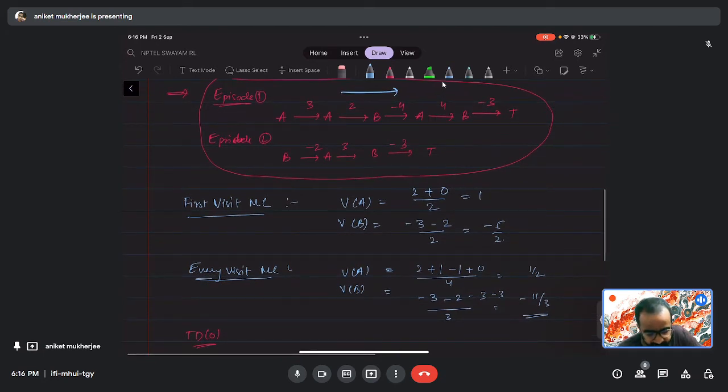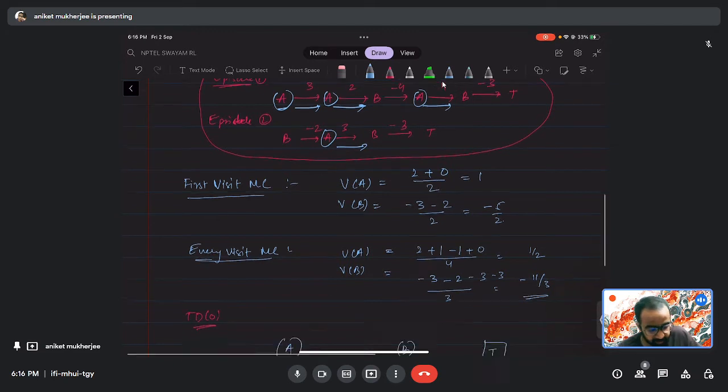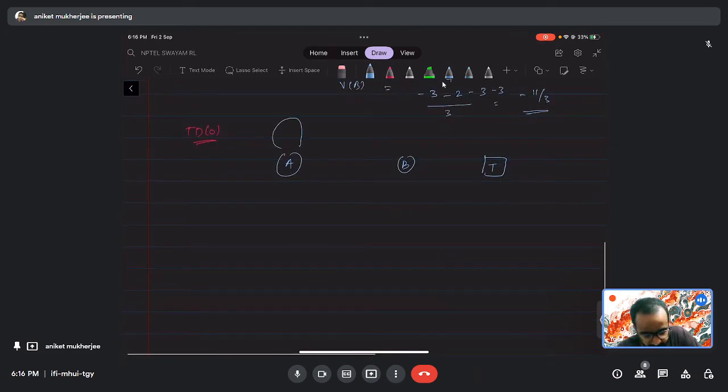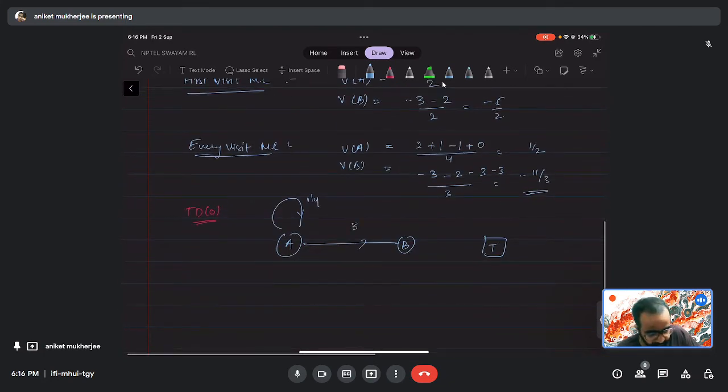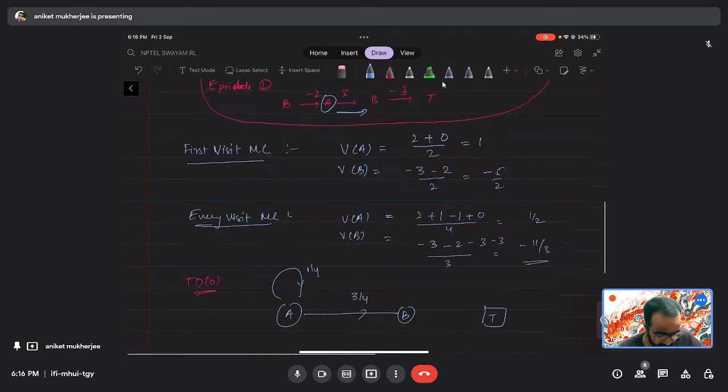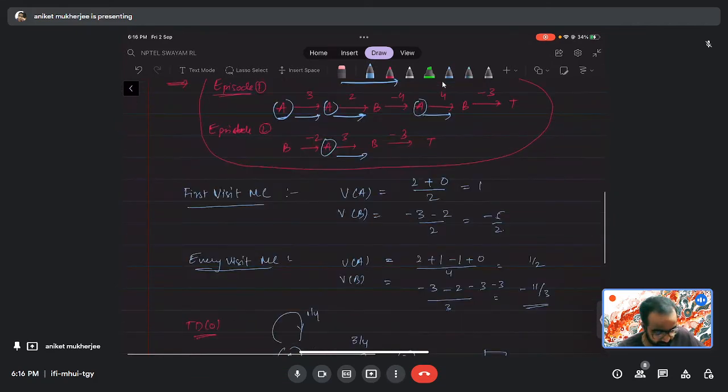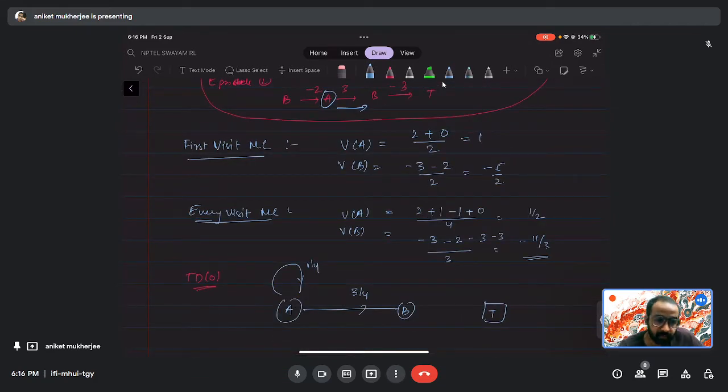Once I'm in state A, one time I go to state A, one time I go to state B, 2 times I go to state B, 3 times I go to state B. So totally I'm in state A 4 times. Out of those 4 times, one time I go to state A and 3 times I go to state B. So the probability of going from state A to state A is 1/4. Then naturally A to B would be 3/4.